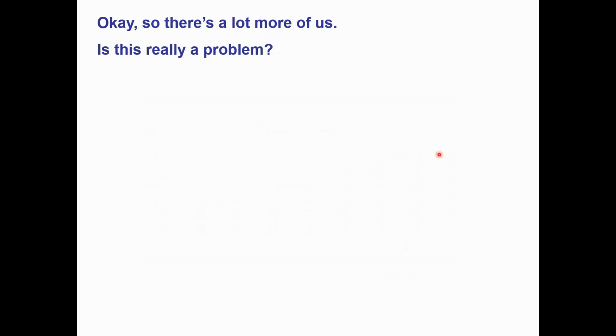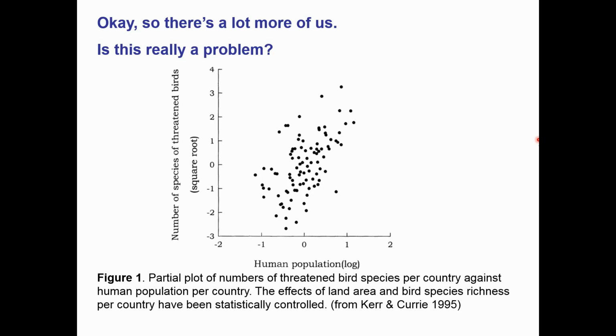Okay, so there's an awful lot more of us, but is that really a problem? Well, there is this rather unfortunate thing that we see where as we increase the human population within an area, as the human population has gone up, the number of species of threatened birds has also gone up. So we have this unfortunate relationship where as human population increases, we get an awful lot more threatened birds.